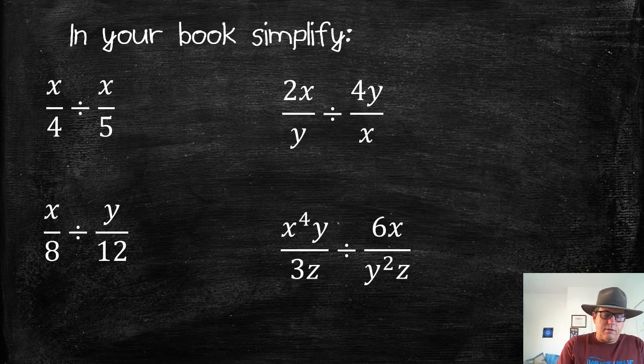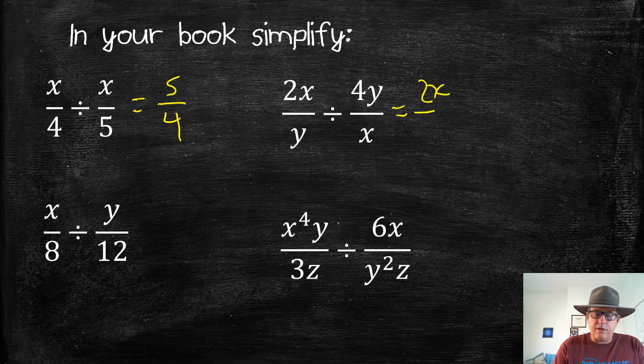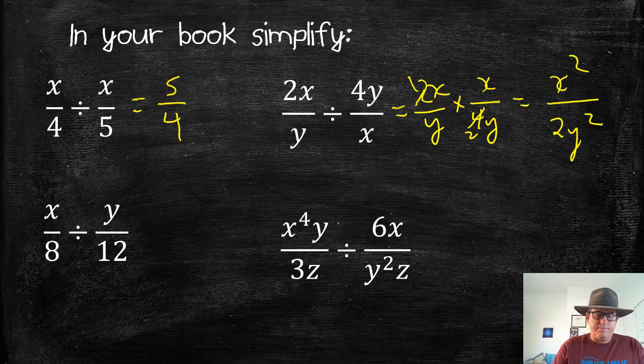Okay, this first one, I'm going to end up with 5/4. The x's are going to cancel. The next one, they start getting more complicated. I highly recommend rewriting it. This is 2x over y times x over 4y. The only things that cancel are the 2 and the 4, leaving me with 1 and 2. So I'm left with x squared over 2y squared.